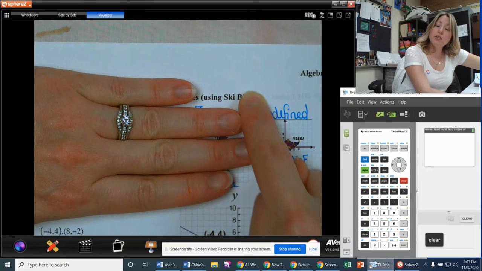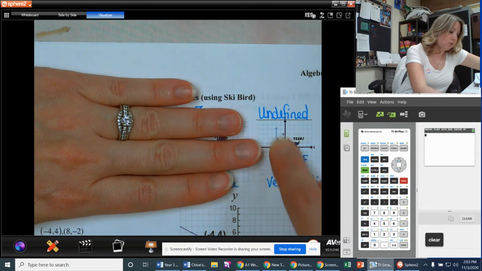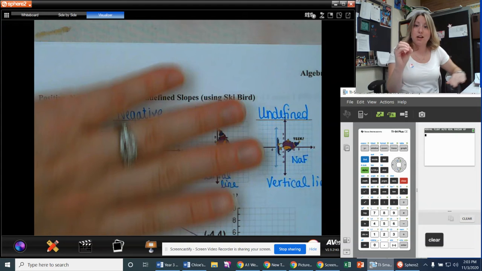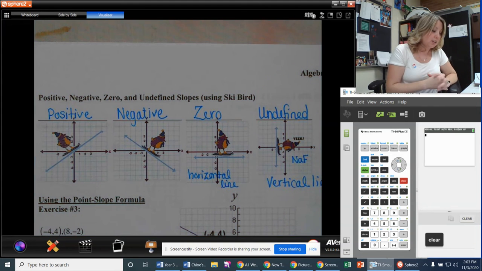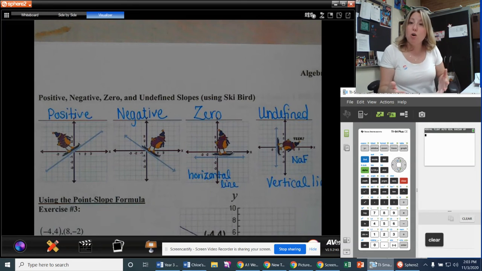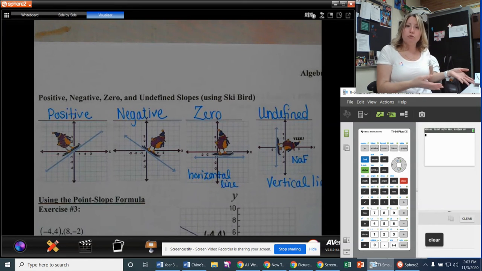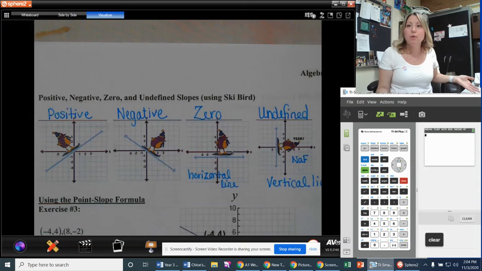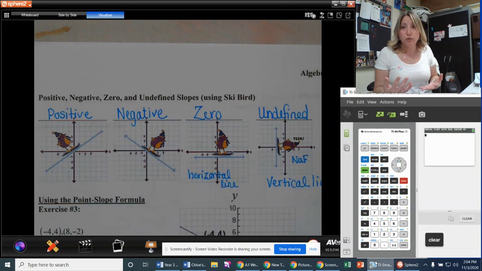And by the way, we call this undefined because the x value is the bottom of the fraction and it is staying the same. It's a zero. We're going to see that when we start to apply the slope formula. But we know from lesson 4 of chapter 1, we cannot divide by 0. That makes our fraction undefined. That's why this is not a function. And that's why we call this just an undefined slope. Okay, because we cannot put a number to it. We can't divide by 0. We can't put an actual value to this slope.